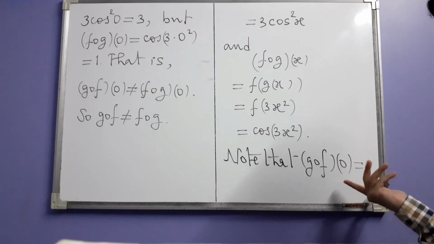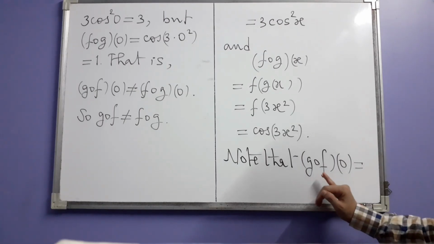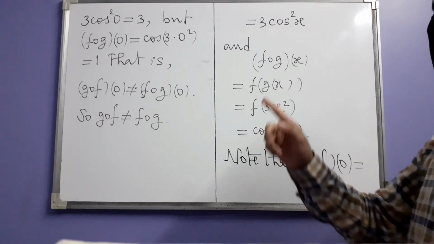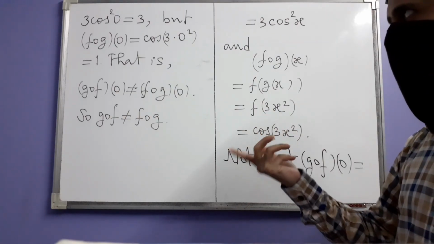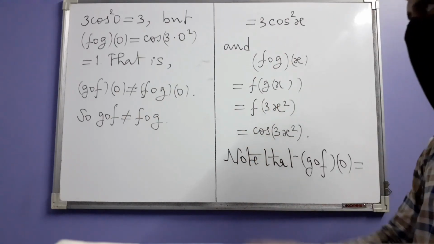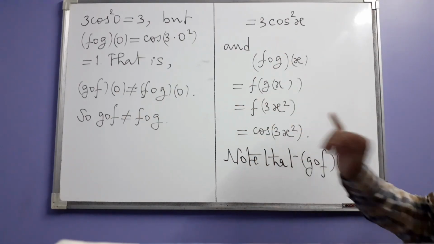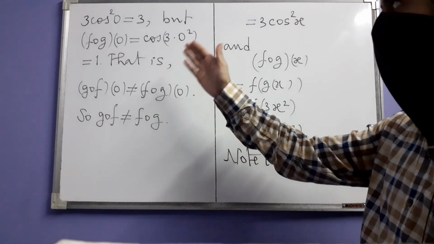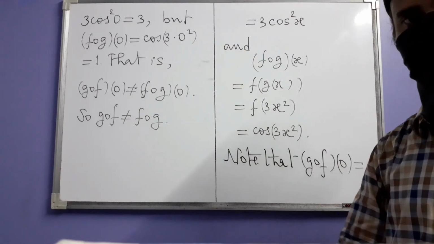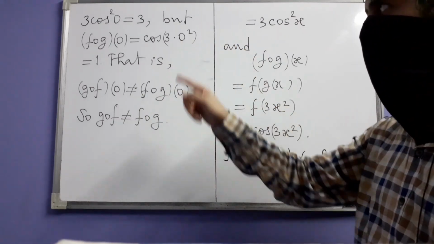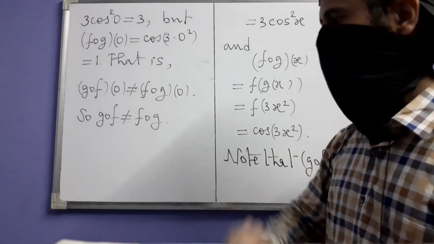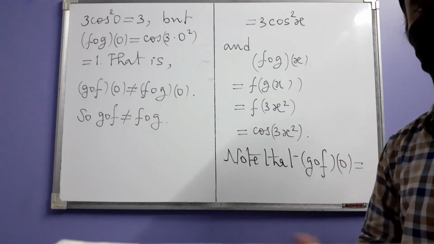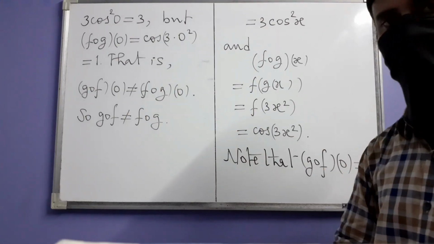I conveniently chose 0. So g circle f of 0 is 3 cos squared 0, and cos 0 is 1, so we get 3. But f circle g, according to this formula, is cosine of 3 times 0 squared, and here we get cos 0, which is 1. 1 is not equal to 3. So at 0 these two functions do not agree. So how can they be equal? They are different functions.